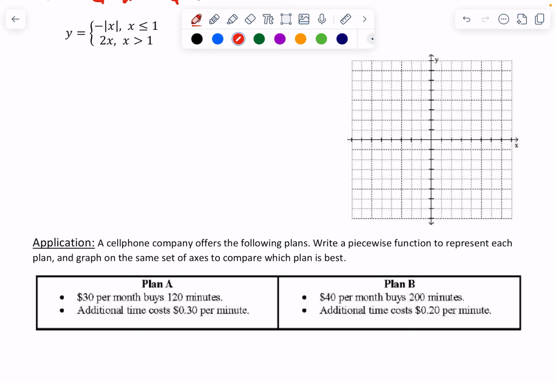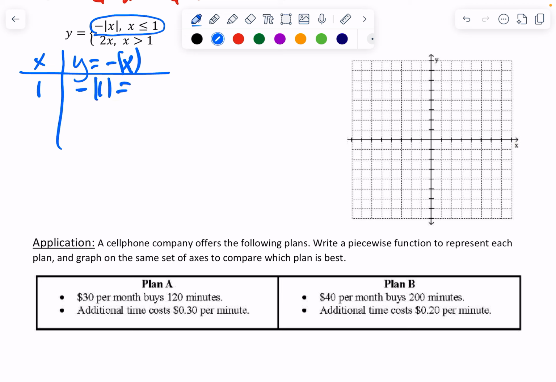example here. Now, for x less than or equal to 1, we have a negative absolute value. And again, the easiest way to figure out the points to make sure that you are graphing the piecewise function correctly is just to plug in. So we start with 1. Negative absolute value of 1 is going to be -1. So 1, -1 is our first point. 1, -1 is right here, and it is included.